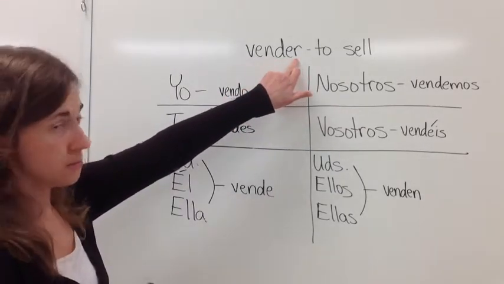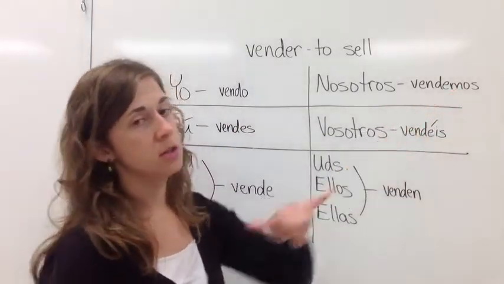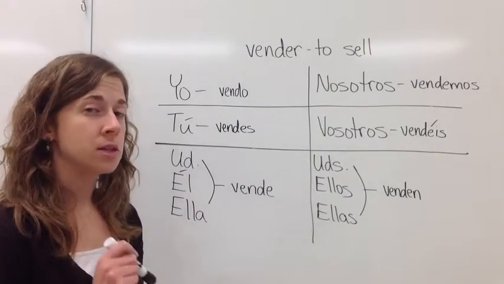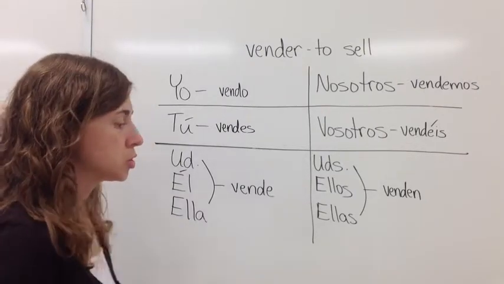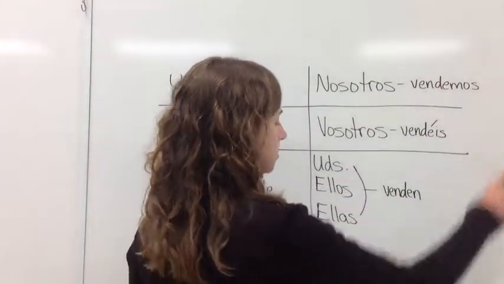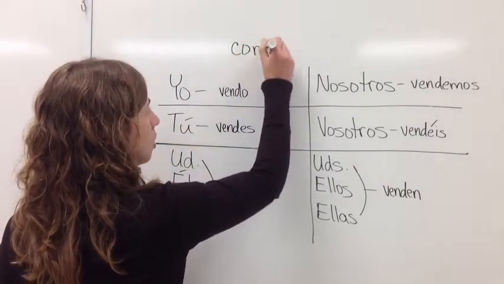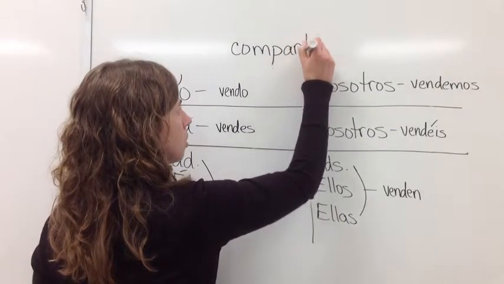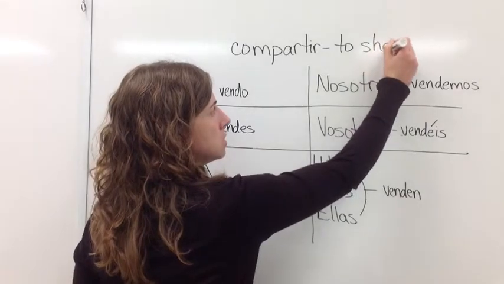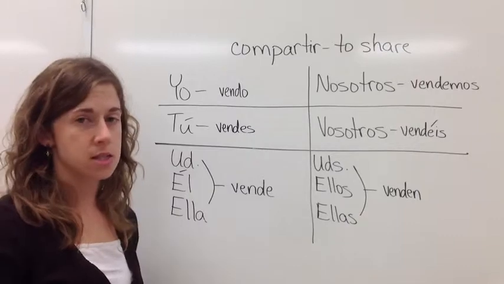So as a reminder, we have the ER verb vender, and so all of our endings have E's in them. Just like for AR verbs, all the endings have A's in them. For IR verb, that does not hold true. So what we're going to do is change this ER verb to an IR verb. Compartir means to share. Now, the process is the same.